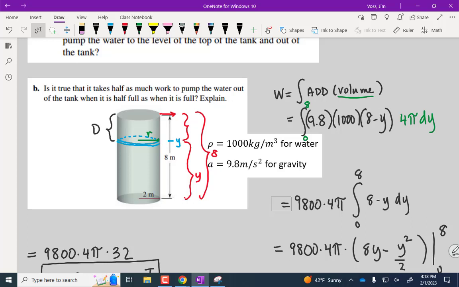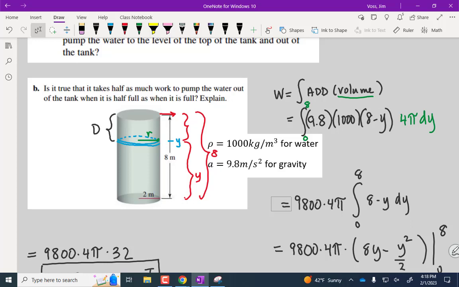What would it be? 8 plus 5? 13. So 13 minus y. So the full distance would be 13 if we're going to go 5 meters above the 8. So the distance each slice travels is going to end up being 13 minus y instead of 8 minus y. But we still physically have 0 to 8 in terms of the water. So the limits won't change.